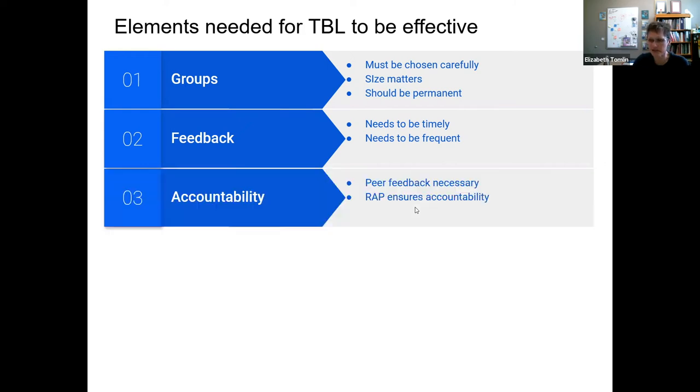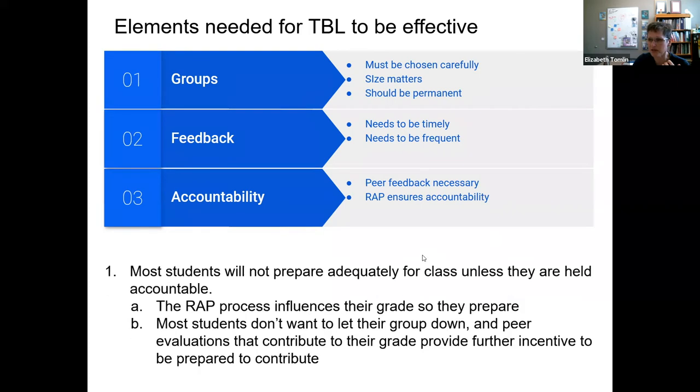Then accountability. So this is huge. If there's no accountability, I don't know about your students, but mine will not do anything if there's no grade attached to it. They won't prepare, they won't study. So there's two forms of accountability that are really important. One of them is the readiness assurance process. It influences their grades, so they care. And so the good students really prepare hard for that.